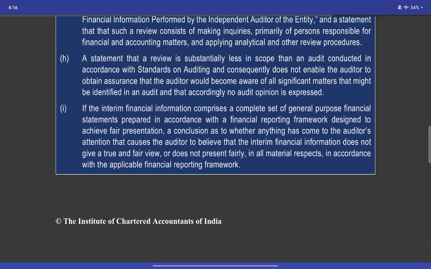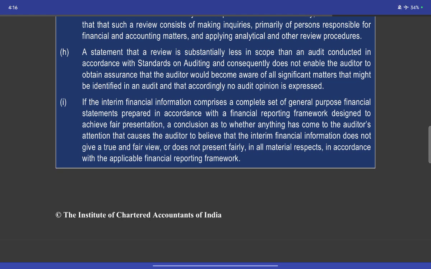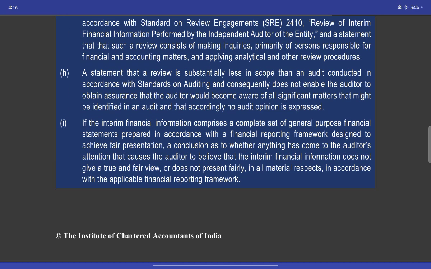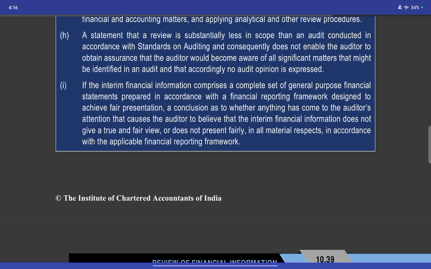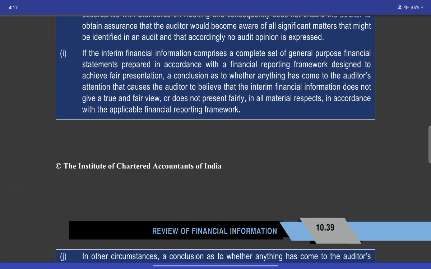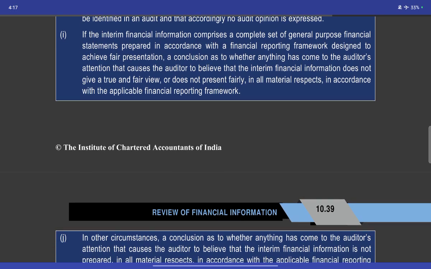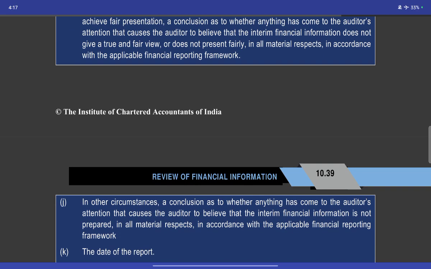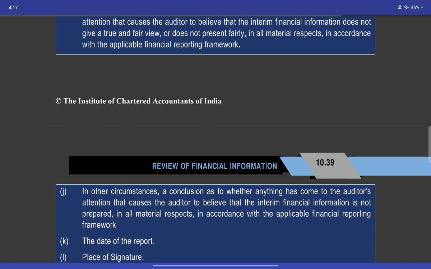A statement that a review is substantially less in scope than an audit conducted in accordance with the Standards on Auditing, and does not enable the auditor to obtain assurance that the auditor would become aware of all significant matters that might be identified in an audit, and accordingly no audit opinion is expressed. If the interim financial information is a complete set of general purpose financial statements prepared in accordance with a financial reporting framework designed to achieve a fair presentation, a conclusion as to whether anything has come to the auditor's attention that causes the auditor to believe that the interim financial information does not give a true and fair view, or does not present fairly in all material respects, in accordance with the applicable financial reporting framework.